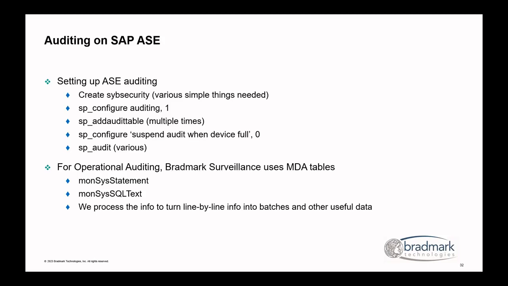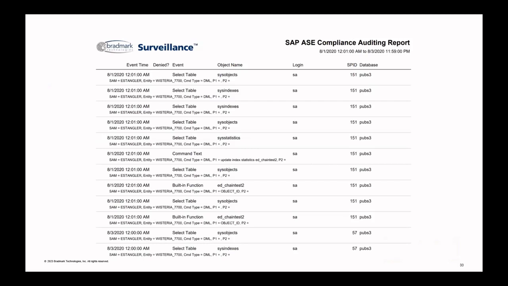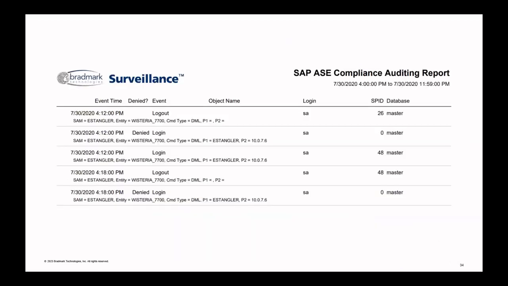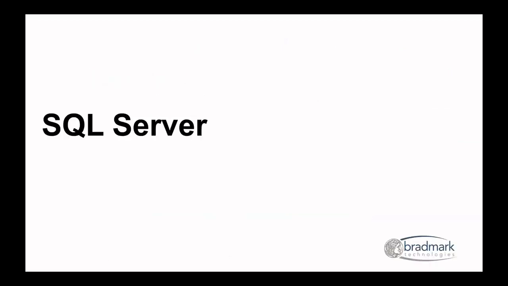So going back to the auditing report that we saw earlier, just to comment quickly on a few more things. Here you can see the different types of events like select table, built-in functions like object ID being used. Here we have some SPIDs, database login. So a lot of great information on that, as well as on the login logouts. We have the IP addresses and the denied, and the SPIDs are available as well on the logouts. Those kinds of things are available on the ASE reports.